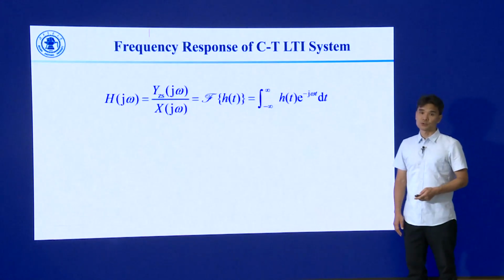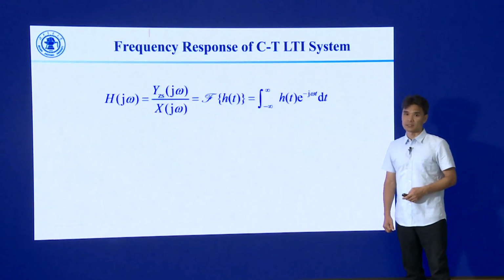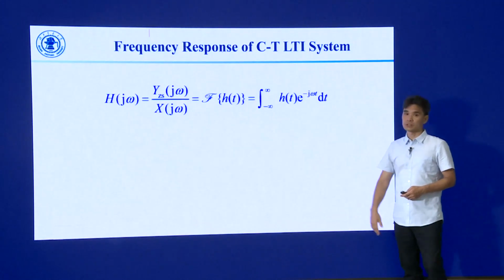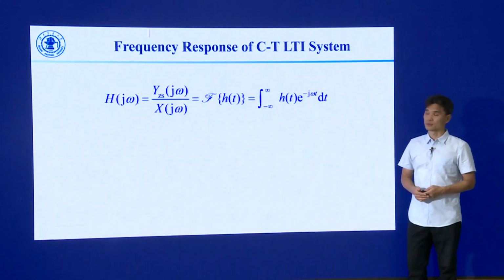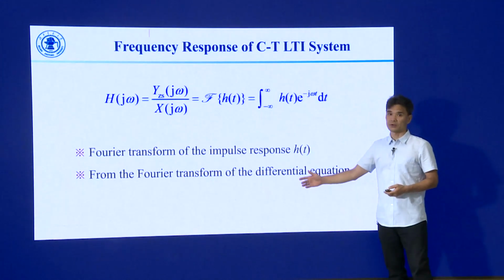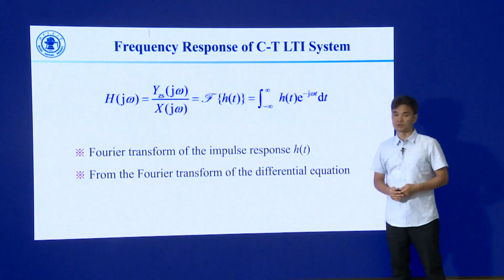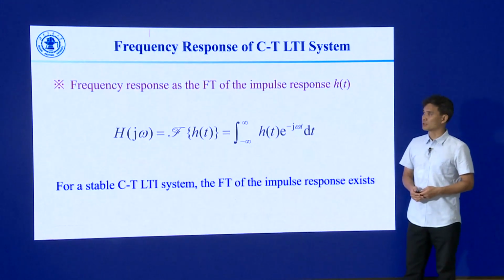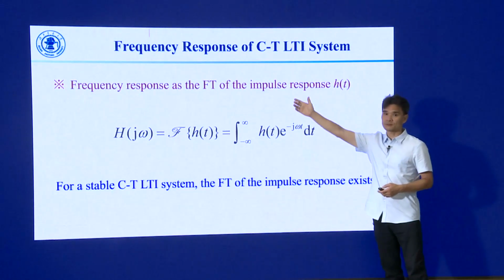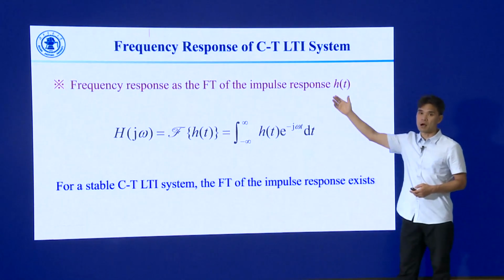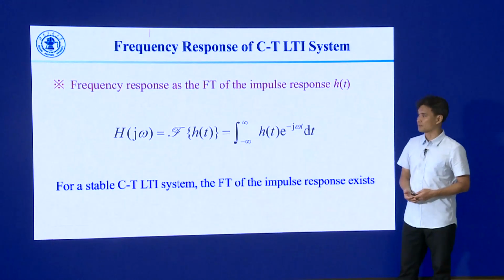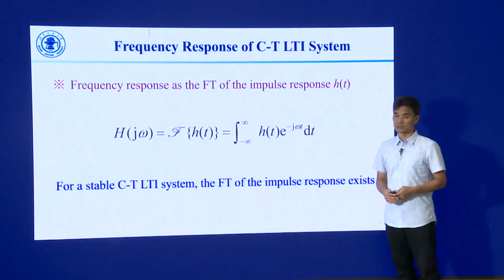Next, we're going to introduce how to evaluate a given system's frequency response. Here is the definition for the frequency response. So we basically have two ways to evaluate a given system's frequency response. The first is we try to use the Fourier transform of the system's impulse response to get the system's frequency response. And here's the way we do it.